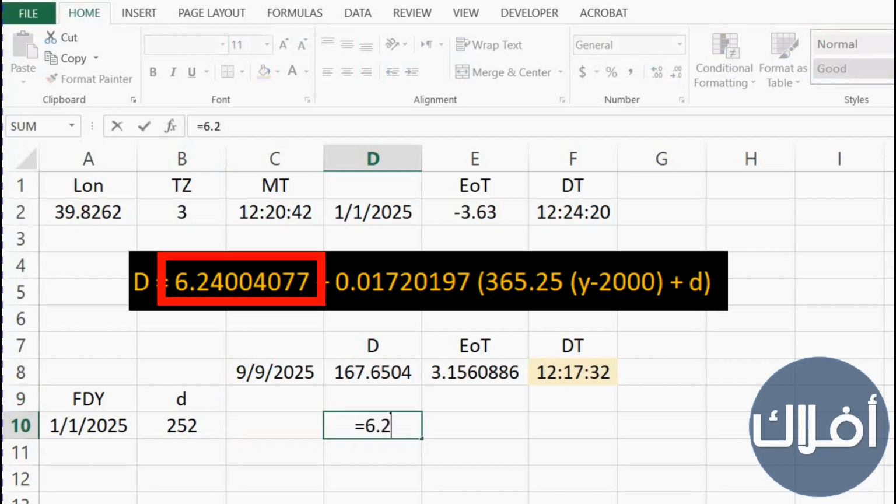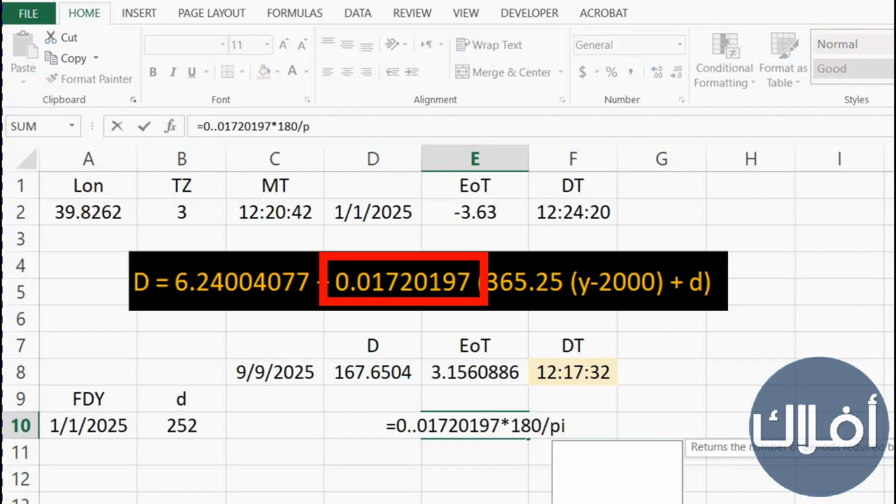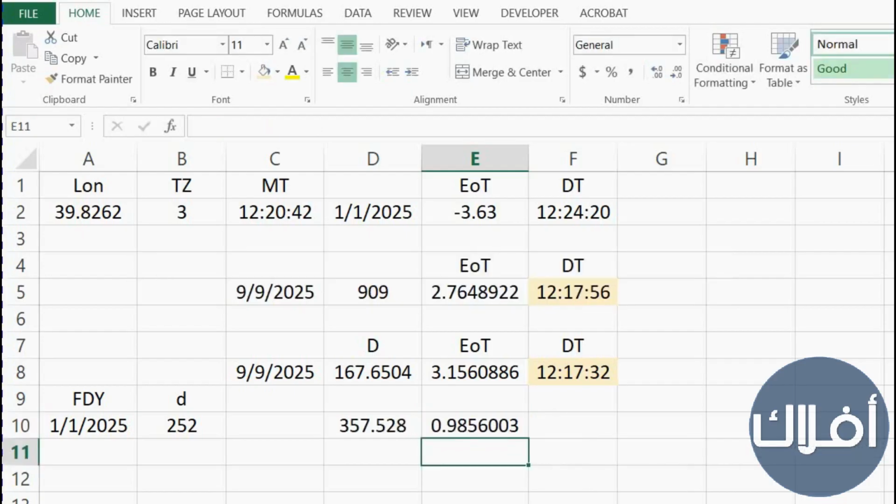The first number is 6.24004077 multiplied by 180 over pi. This will give us the result in degrees. Second number is 0.01720197 multiplied by 180 over pi. And this will give us the result in degrees.